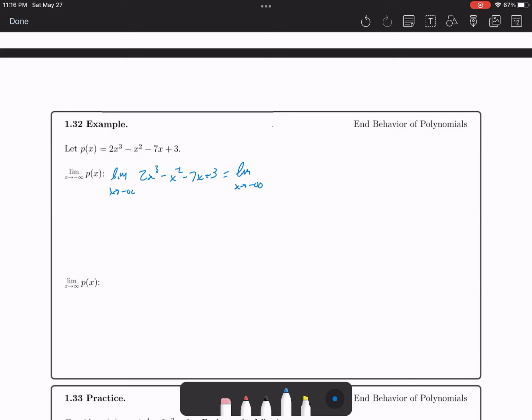We can then factor out a 2x cubed away from everything. And if I take a 2x cubed away, I'm left with a 1 in that spot. In that spot, I'm left with a minus 1 over 2x. In this spot, I'm left with a minus 7 over, sorry, 2x squared. And in this spot, I'm left with a plus 3 over 2x cubed.